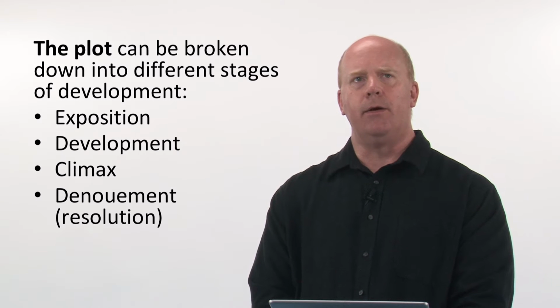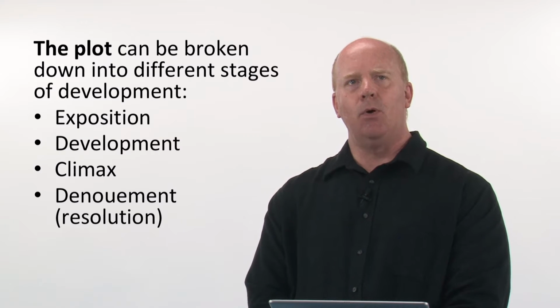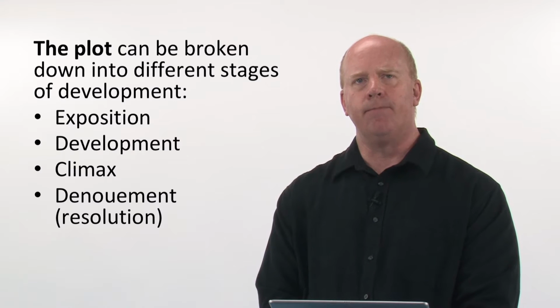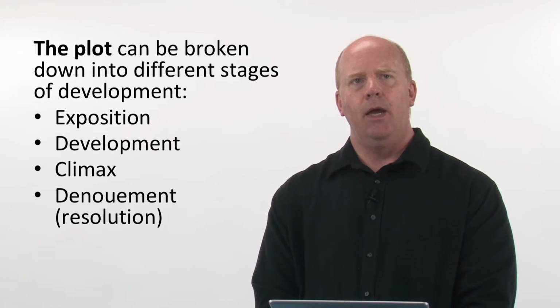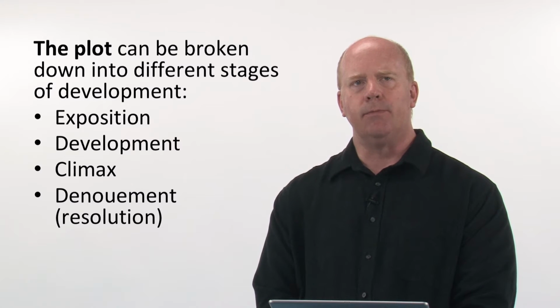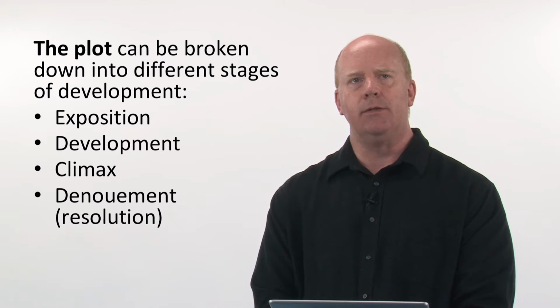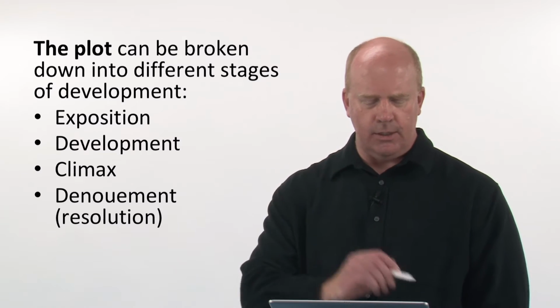Let's take a look at the plot here. So the plot can be broken down into different stages of development. We've got the exposition, the development, the climax, and the denouement, or the resolution. Denouement is French for the untying. Sometimes it's called the untying. So that goes like this.